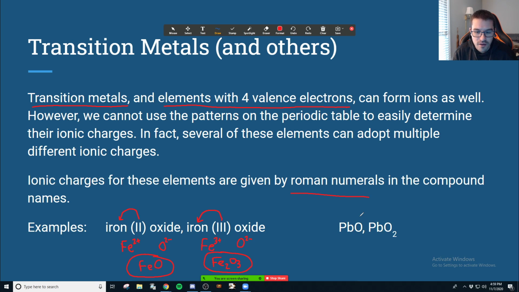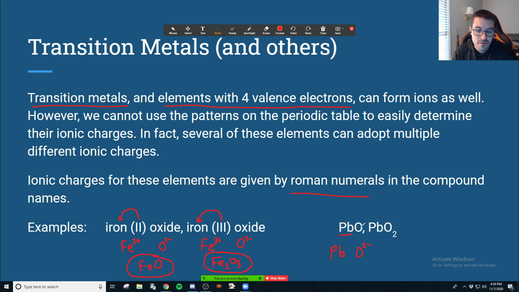Let's look at this formula here, PbO. Pb is the symbol for lead. We're going to try to name this compound. Well, Pb, I'm not sure what ionic charge it's going to have, but I do know that oxygen, based on its periodic table position, is going to have a charge of -2. So I know oxide is going to be -2. Oxide is always -2. But what is this charge going to be on this lead?